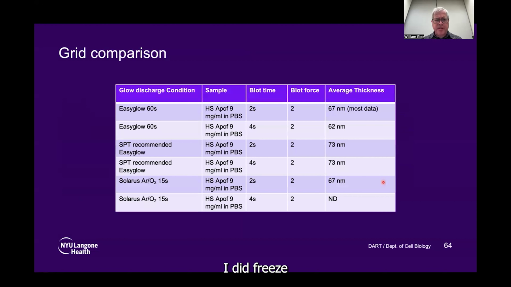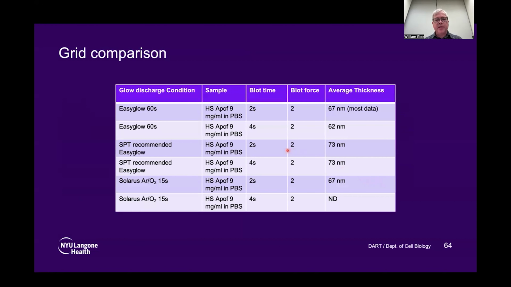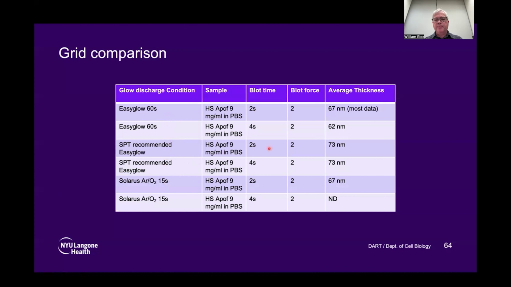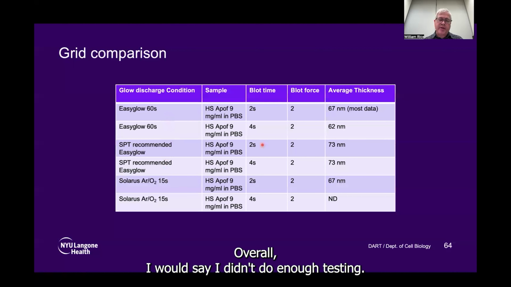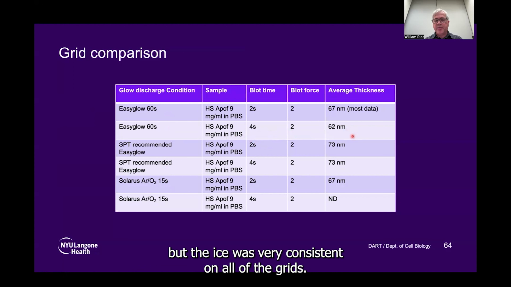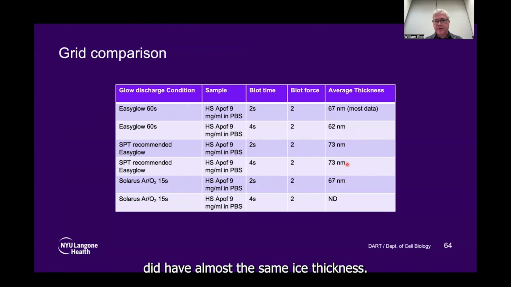I did freeze the grids under a few different conditions for this last test. I varied the blot time, not the blot force, and also the glow discharge method. Overall, I would say I didn't do enough testing. I would have to see if even longer blots could get even thinner ice, but the ice was very consistent on all of the grids. And I did also notice that even the different size squares had almost the same ice thickness.